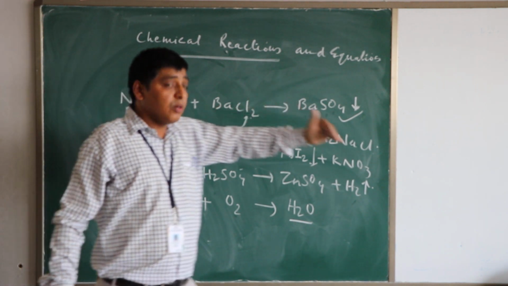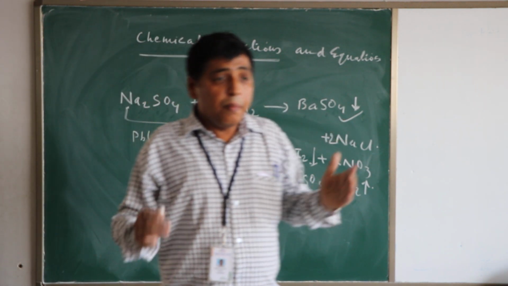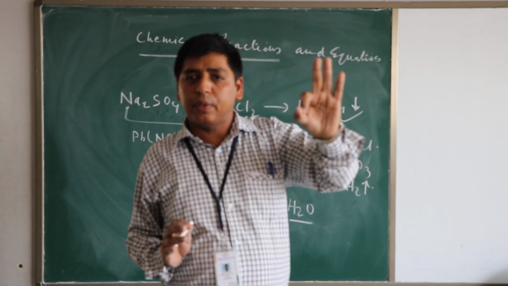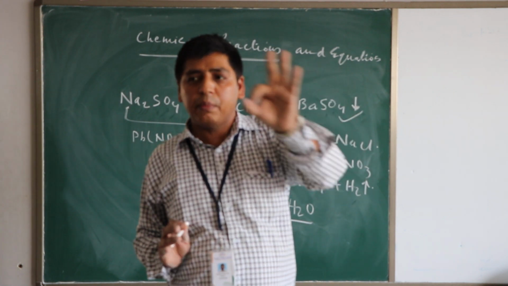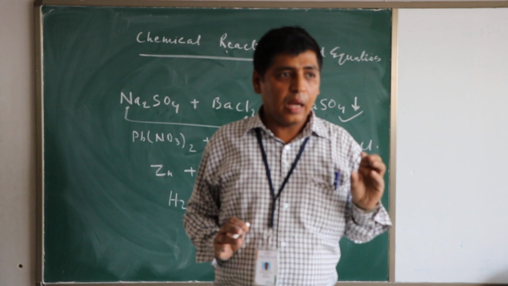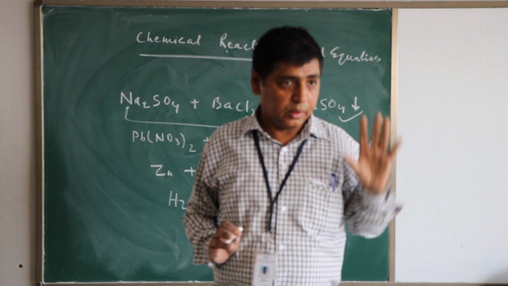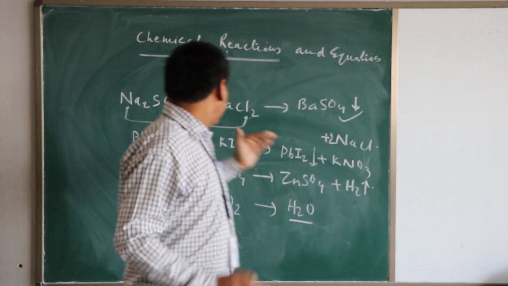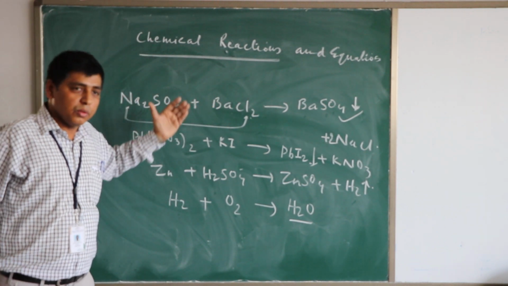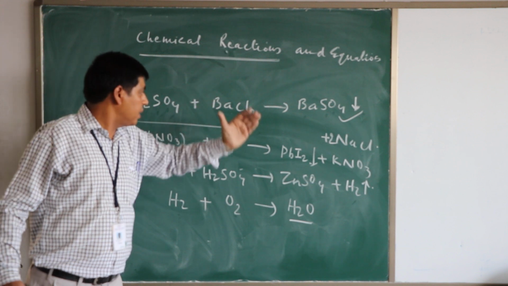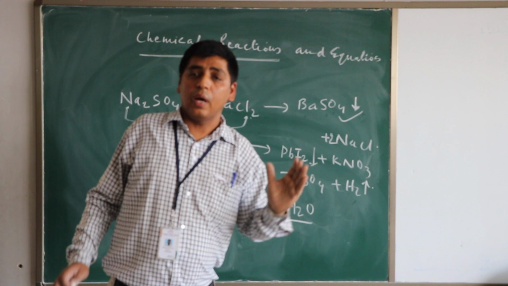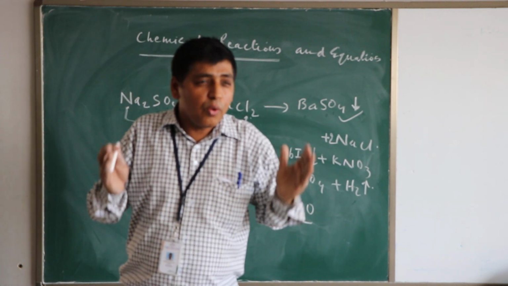Then in the further topic we will be learning about the balancing of chemical equations. There can be two types of equations. The way of writing equations can be done in two ways. One is called a word equation and one is called a formula equation. Word equation means writing in words, like sodium sulfate plus barium chloride gives rise to barium sulfate and sodium chloride. Then it is considered a word equation.